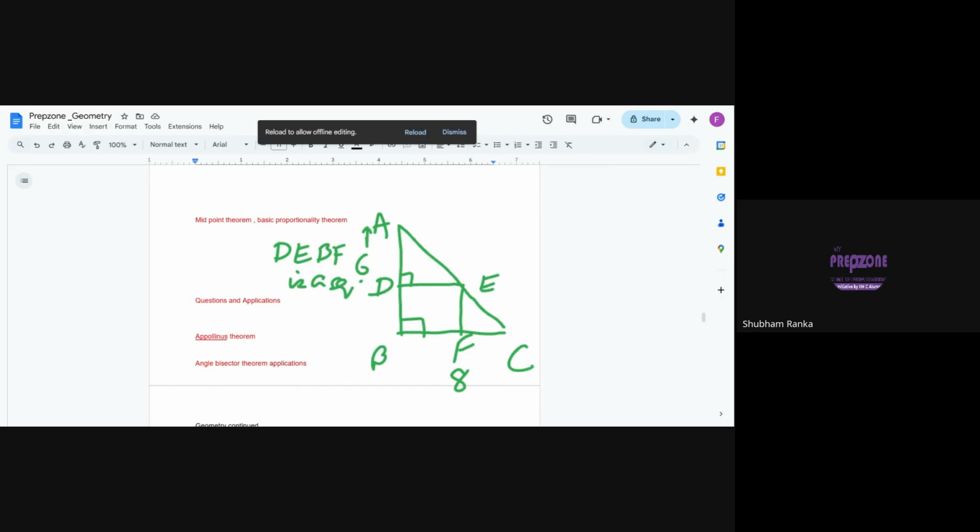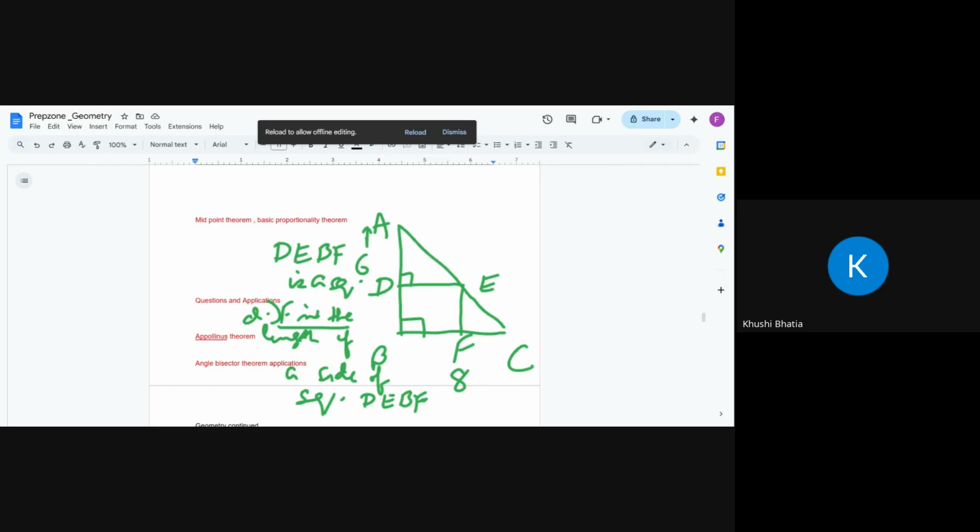So let's say, find the length of a side of the square. The square is DEBF. So I hope it is legible what I've written.